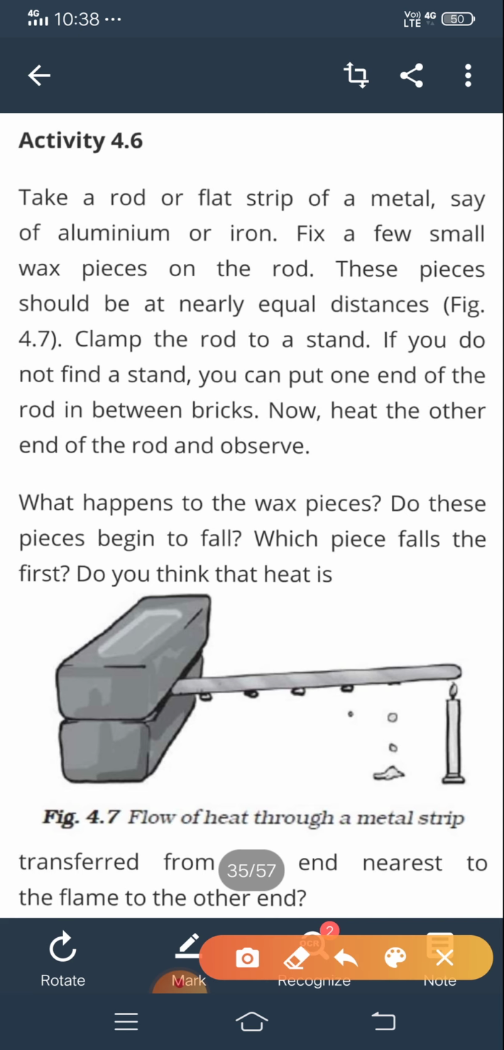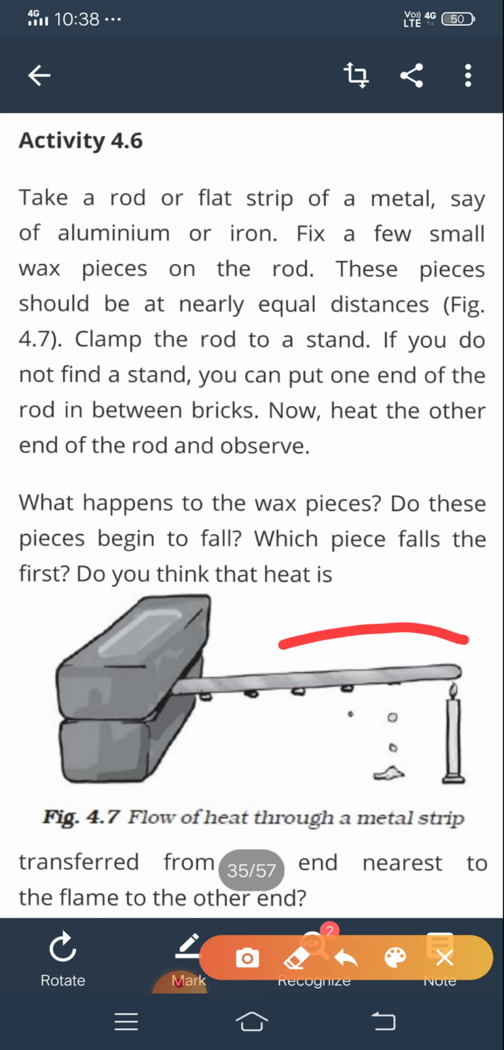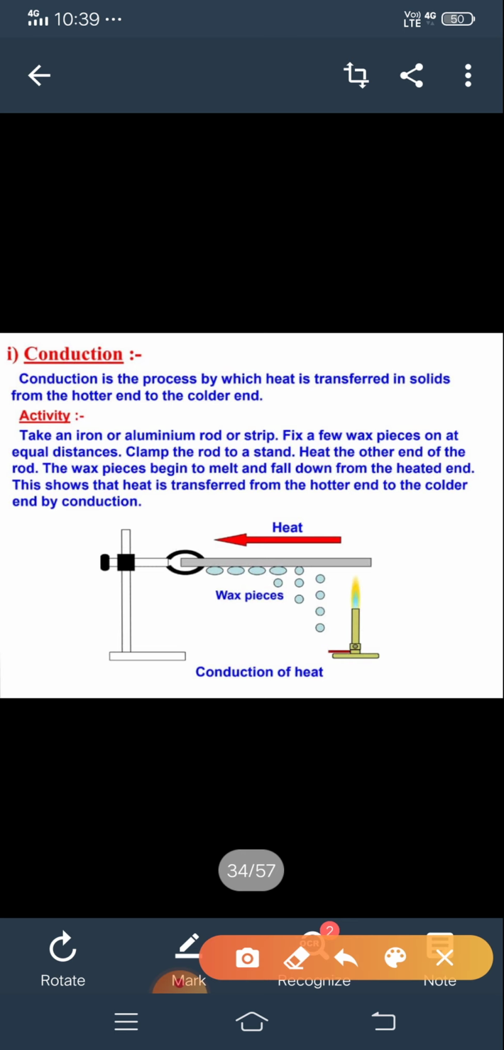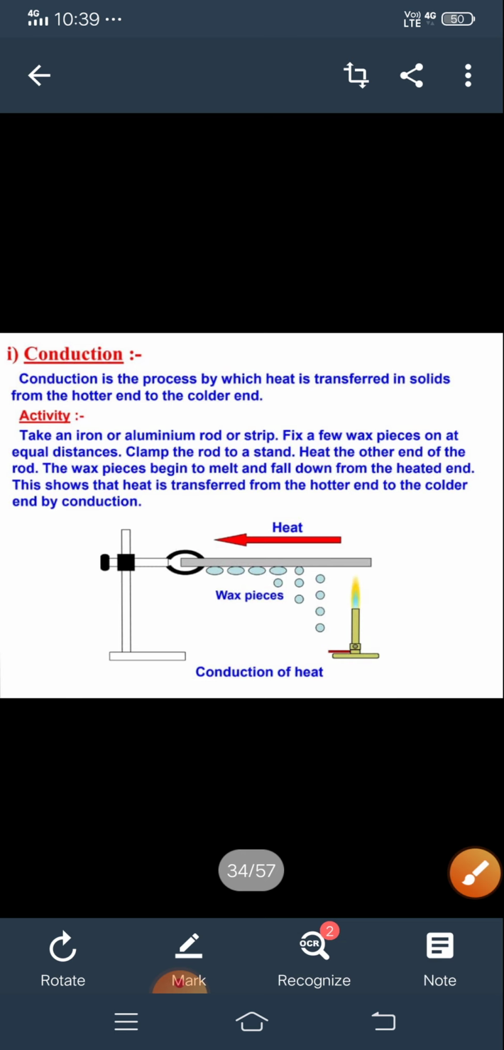That's the same. Here also bricks are used. The metal rod is there and the candle is there. There is wax. If you heat one side of the rod, the heat will transfer from the hot side to the cold side, then the wax will fall down. Is it clear about this conduction of heat? From this experiment, we show that heat is transferred from the hotter end to the colder end. This is known as conduction.